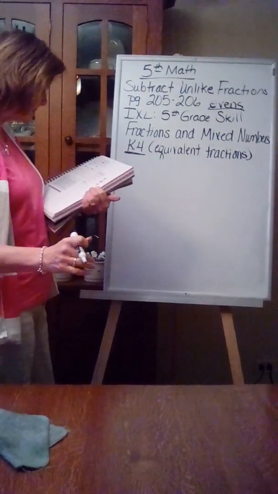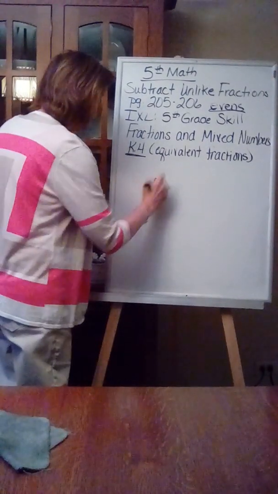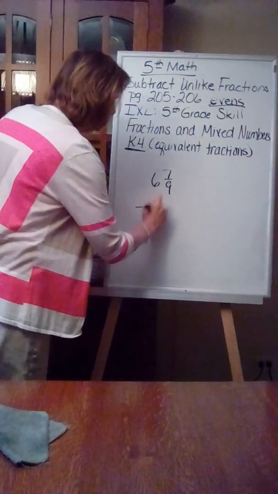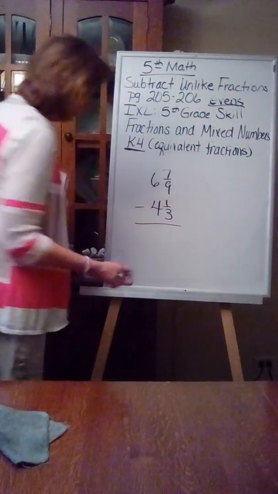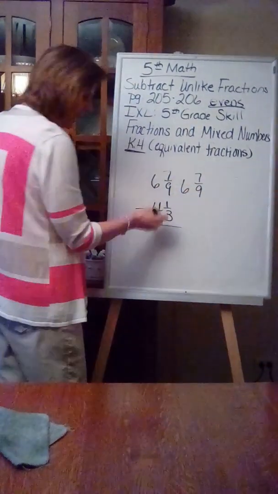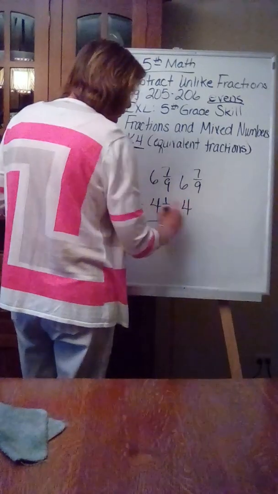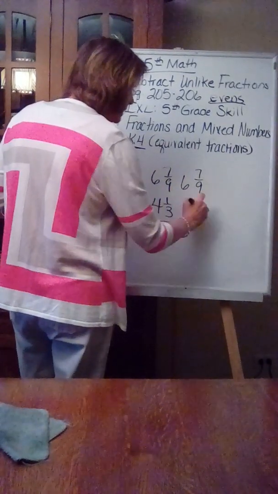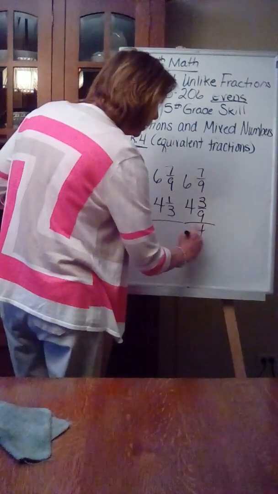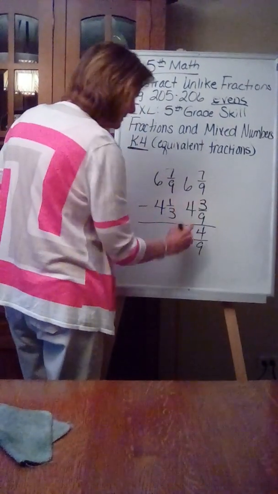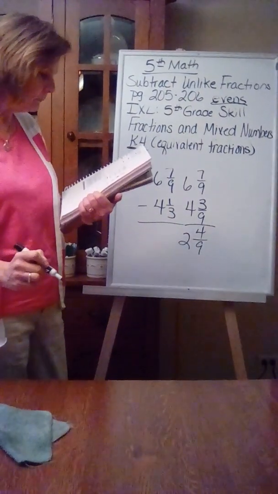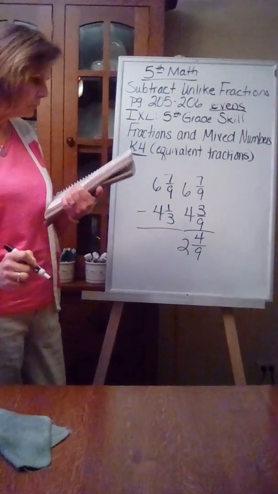And 11 says 6 7/9 minus 4 1/3. Looking at my higher denominator, I'm going to leave 9 the same. I know that 3 is a factor of 9. So 3 times 3 is 9. 1 times 3 is 3. 7 minus 3 is 4/9. 6 minus 4 is 2. 2 4/9.